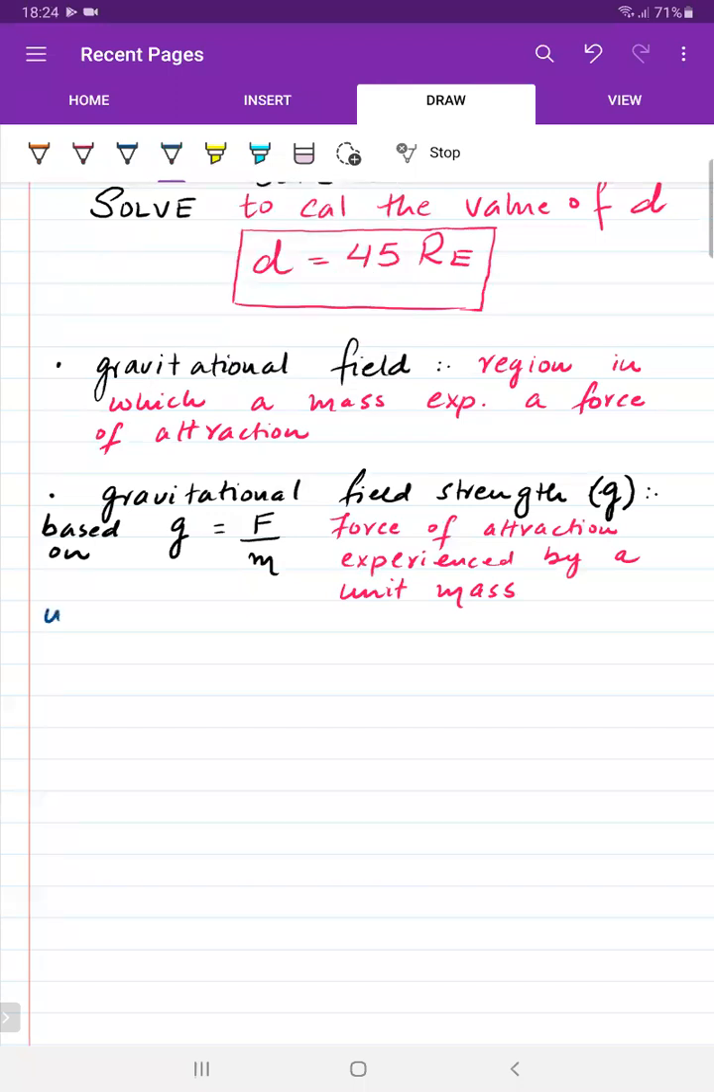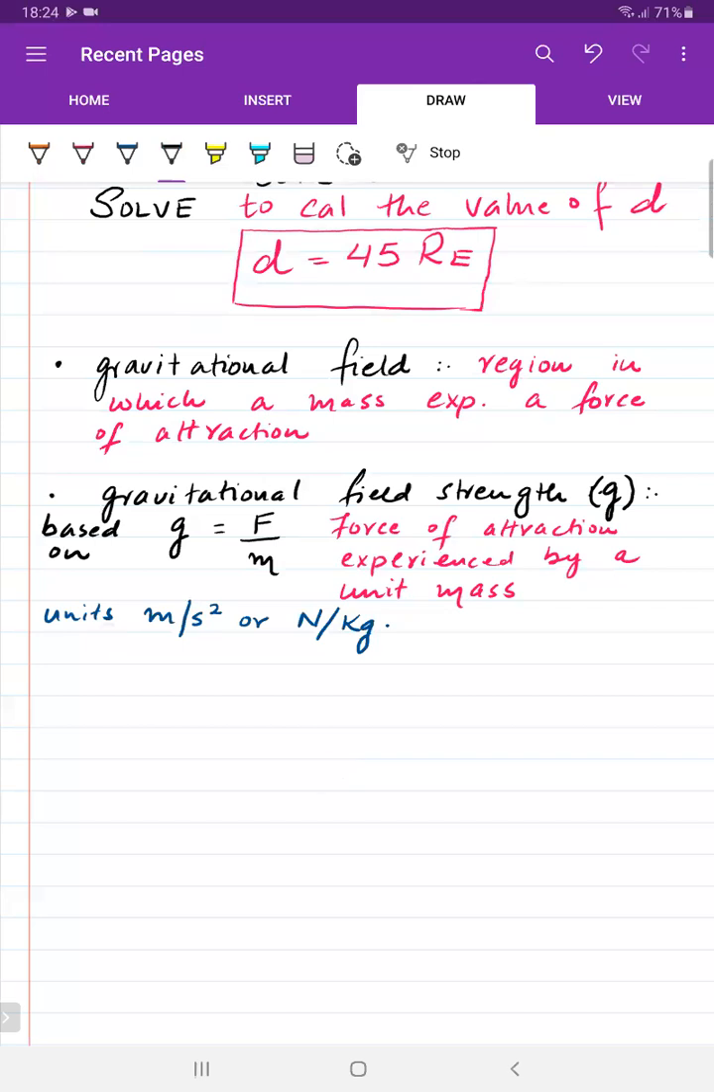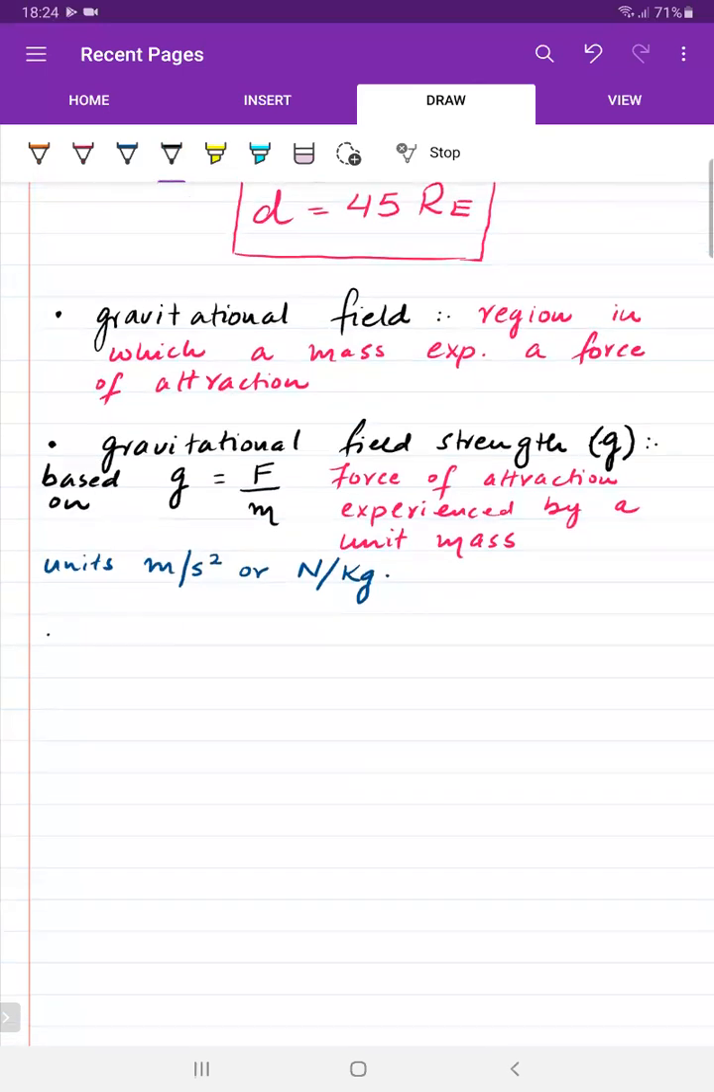अच्छा, इसकी यूनिट भी मेंशन कर दूं, तो ओ लेवल्स के अंदर आप लोग यूनिट्स यूज करते थे मीटर्स पर सेकंड स्क्वायर, एंड बेस्ड ऑन द अबव फॉर्मूला द ऑल्टरनेट यूनिट्स कैन इवन बी न्यूटन पर किलोग्राम. अच्छा, तीसरी चीज, हाउ टू कंस्ट्रक्ट gravitational field lines.